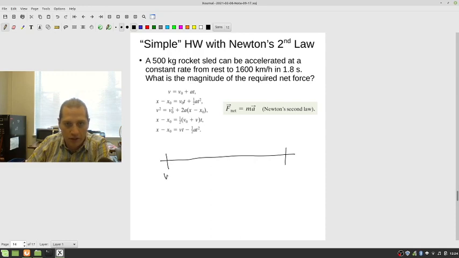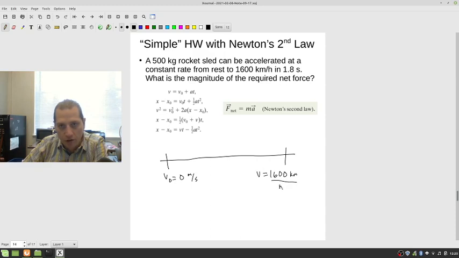So our initial velocity is 0 meters per second. Our final velocity is 1,600 kilometers per hour. And we're going to want to multiply that by some stuff to get it in meters per second. So for instance, 1 kilometer is 1,000 meters. And 1 hour is 60 squared seconds. Okay, I think that should be fine.